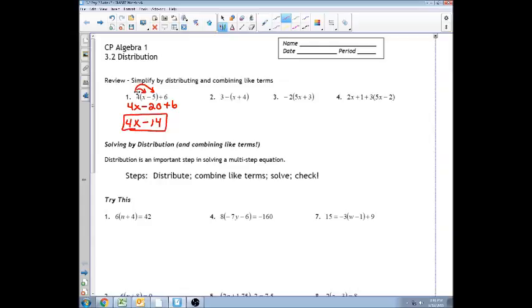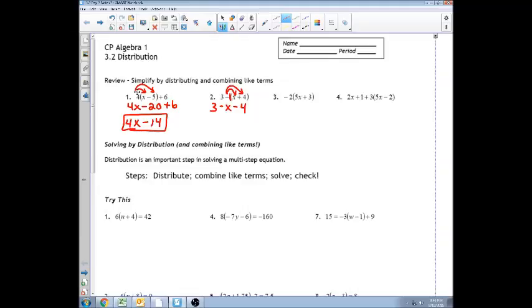Okay, let's look at number 2. I have 3 minus the quantity x plus 4. Remember that if there is not a number in between the negative sign and the parentheses, I can put a 1, distribute the negative 1 to the x and to the 4. This would be 3 minus x minus 4.